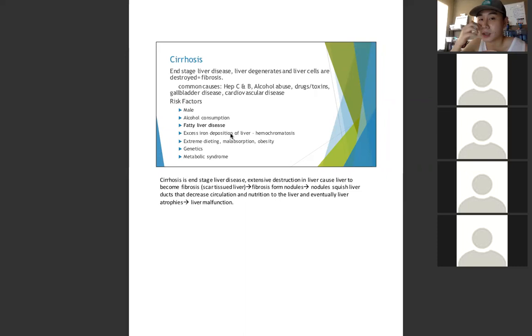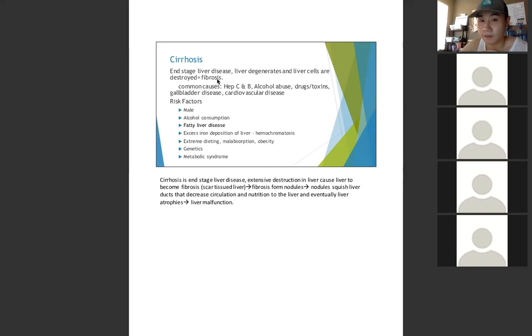So cirrhosis. Cirrhosis is the worst stage of liver disease. So healthy liver, acute infection, hepatitis, then cirrhosis. In cirrhosis, basically the liver degenerates and liver cells are destroyed. It leads to fibrosis formation. What is fibrosis? It's basically scar tissue on the liver that was formed due to the damage. And this fibrosis will lead to a lot of issues with perfusion and malfunction of the liver.